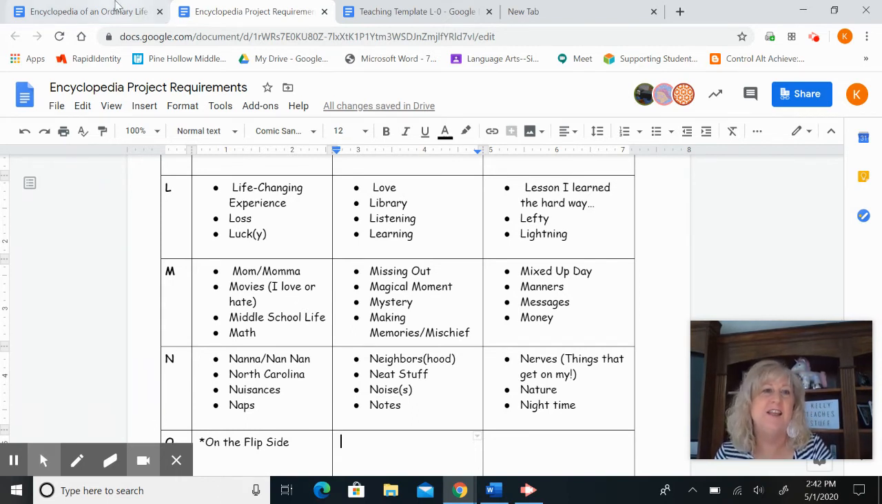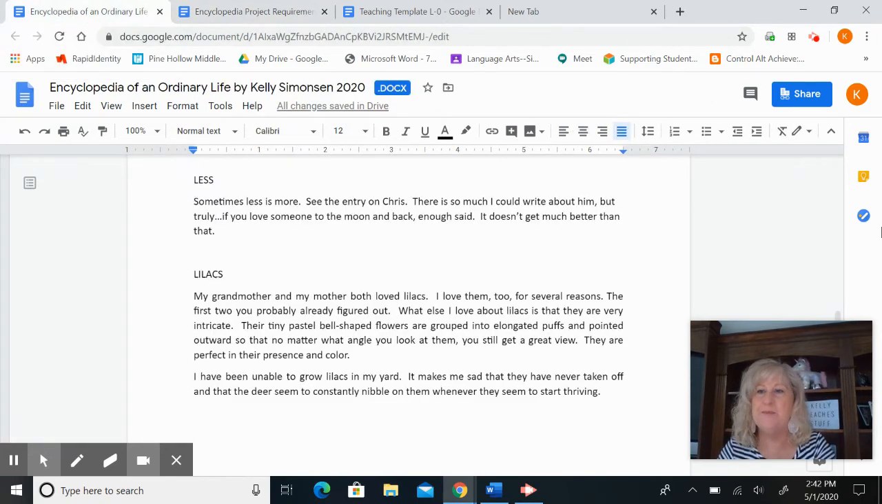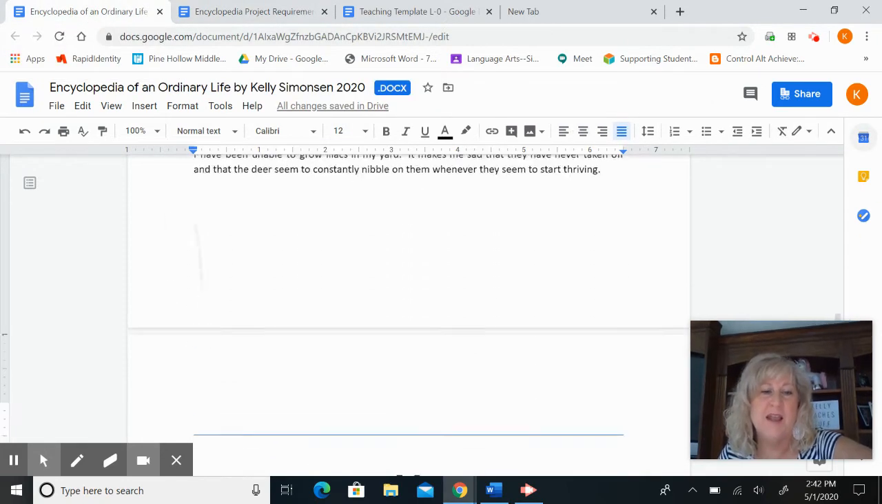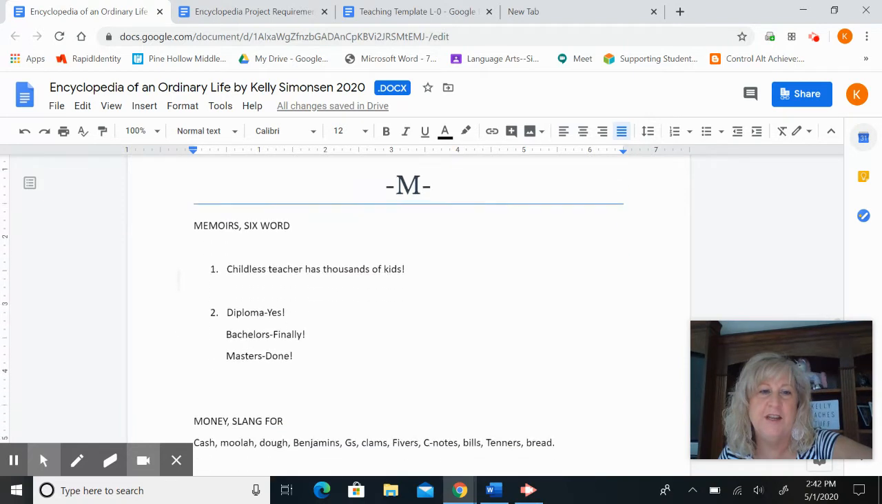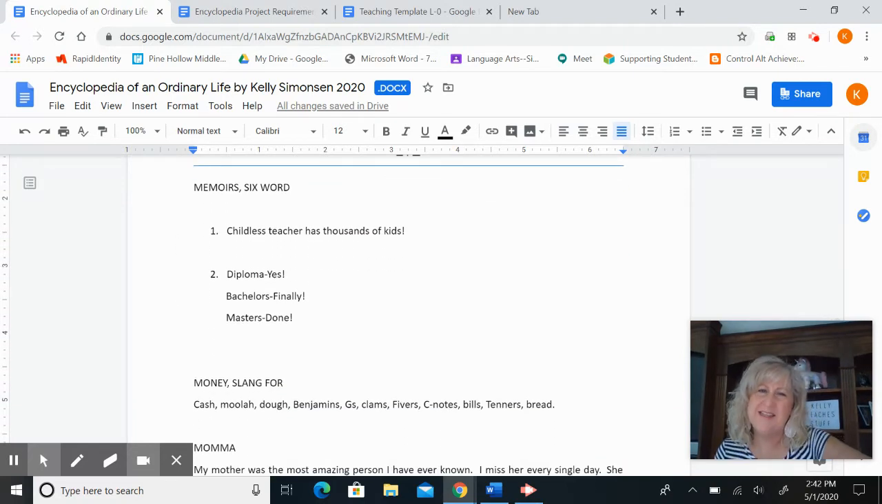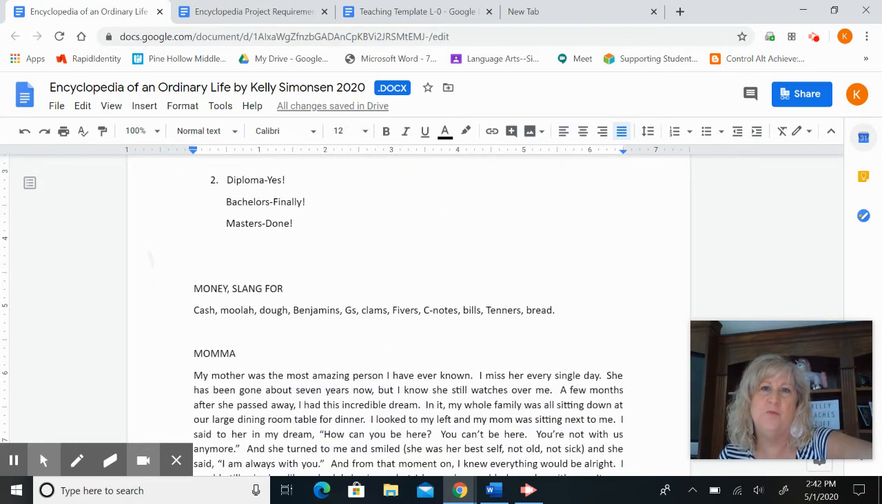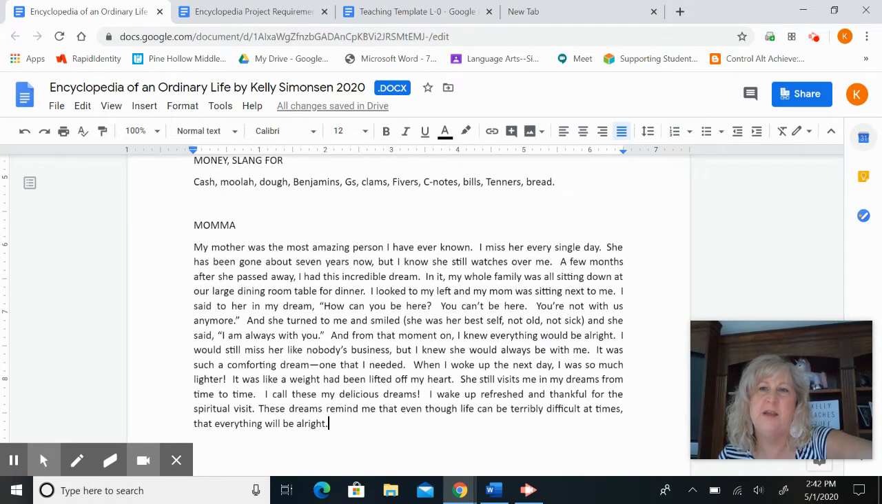All right, so let's go and look at M. So for my M entry, I put my 6-word memoir here. But actually, I'm going to teach you guys that for the letter S. I had done some other things and worked around my template.